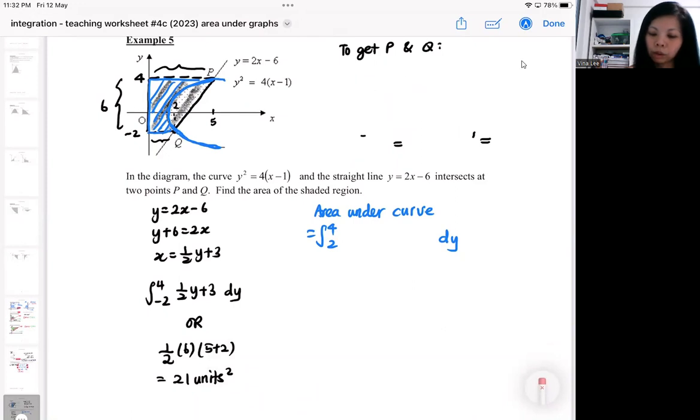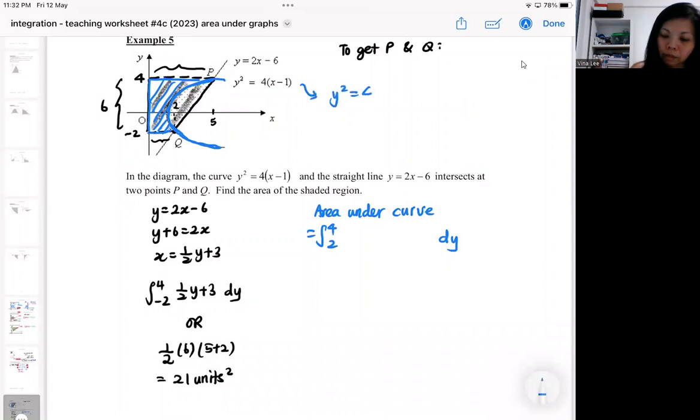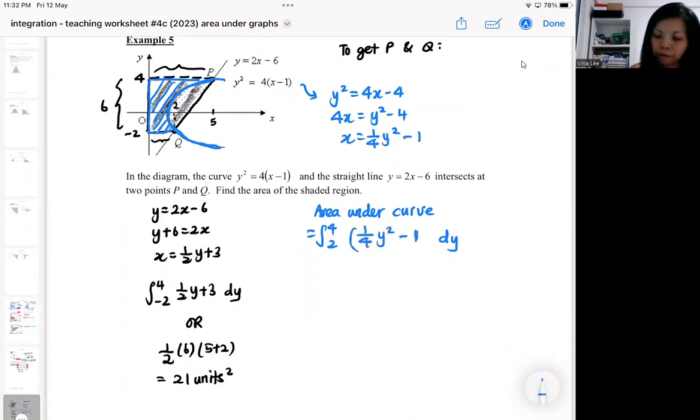For P and Q, you just do your own simultaneous equation. I won't be showing that. So look at this. I need to make x the subject. I will be integrating the equation of the curve after I make x the subject. So do your normal integration. Okay, I'm assuming you don't make mistakes in your integration. So you will get 12 units.